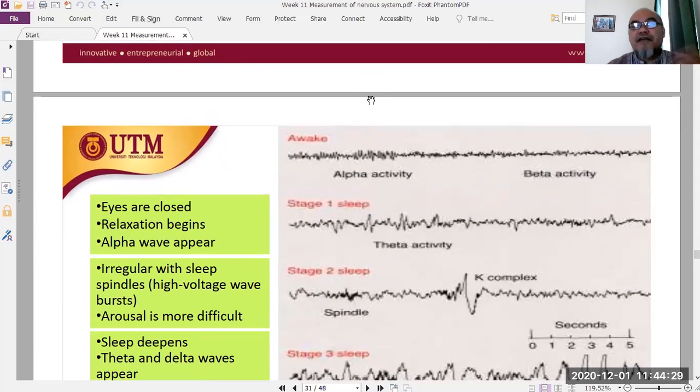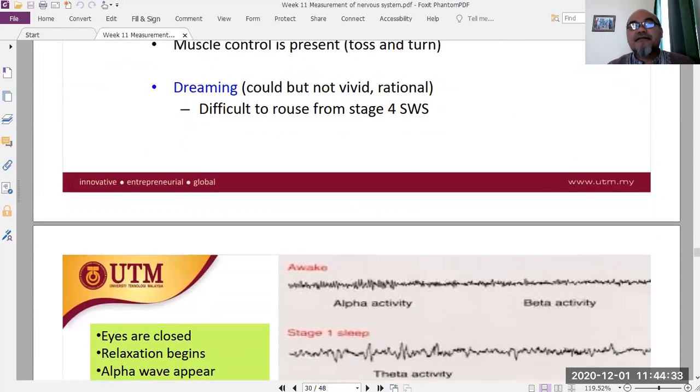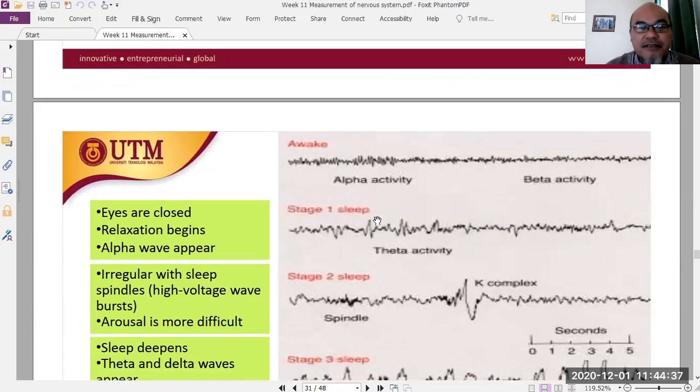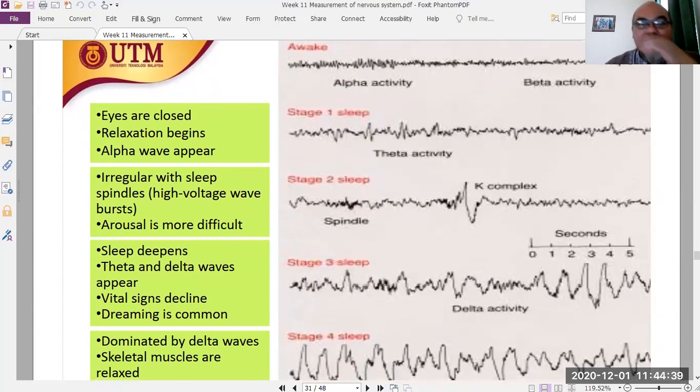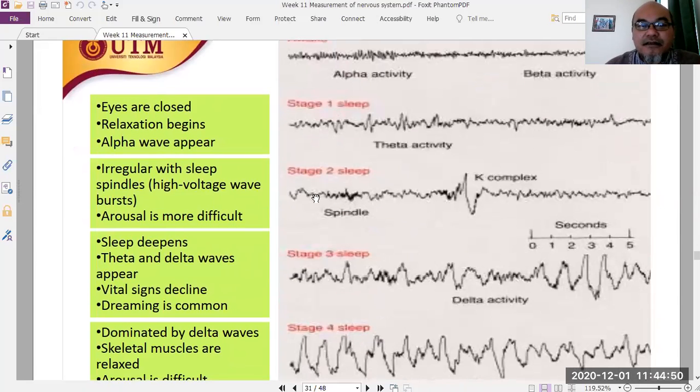So when we are awake, we are producing alpha and beta. When we start to sleep, in stage 1 sleep, then we produce this theta activity. Eyes are closed. He starts to relax. Alpha wave occurs. Stage 2 sleep looks like this.